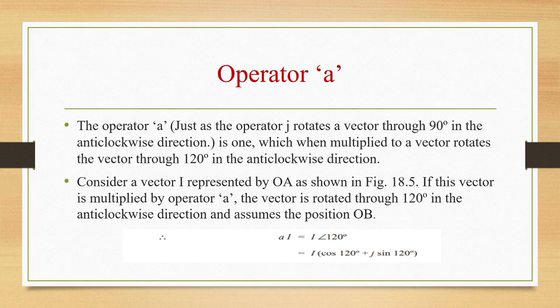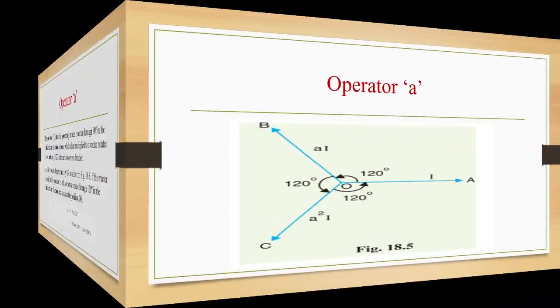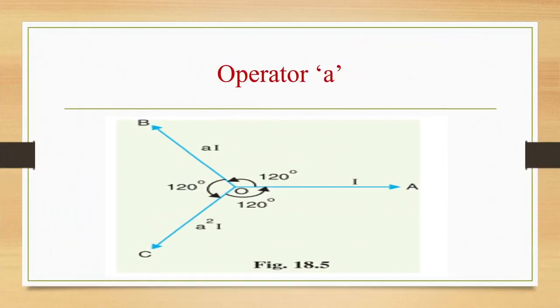Consider a vector I represented by OA as shown in the figure. If this vector is multiplied by operator A, the vector is rotated through 120 degrees in the anti-clockwise direction and assumes the position OB.